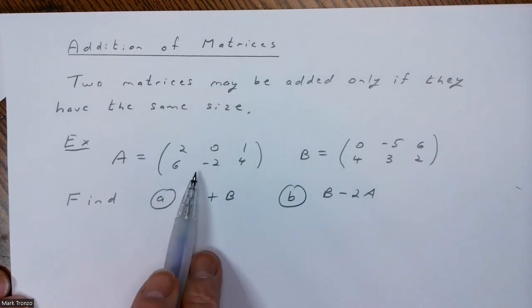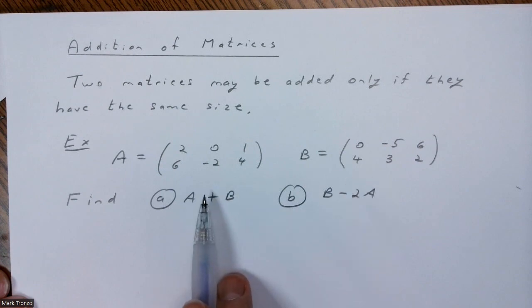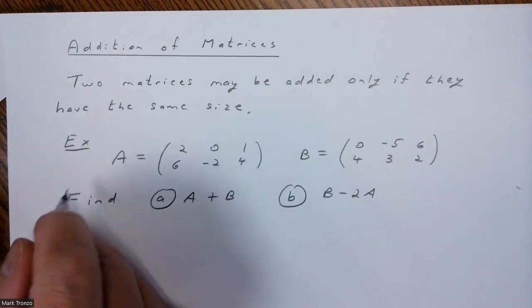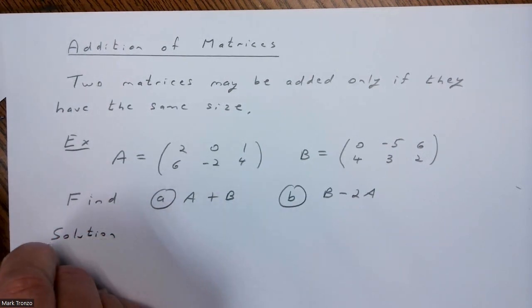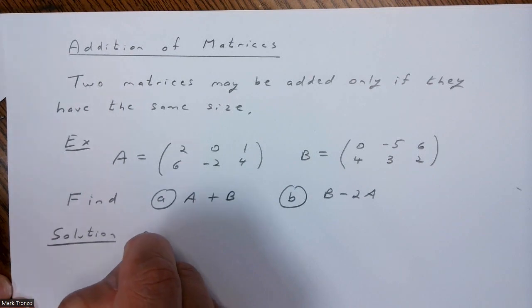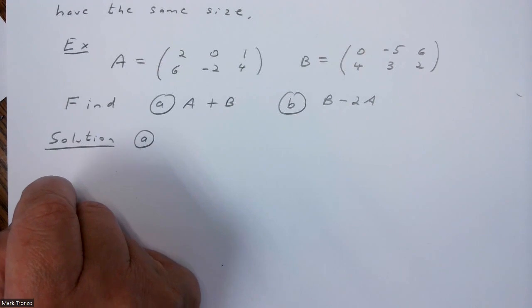Again, this is a 2 by 3 matrix. This is a 2 by 3 matrix, so we can combine them by adding them, subtracting, etc. So let's do the first one. We want to do A plus B.